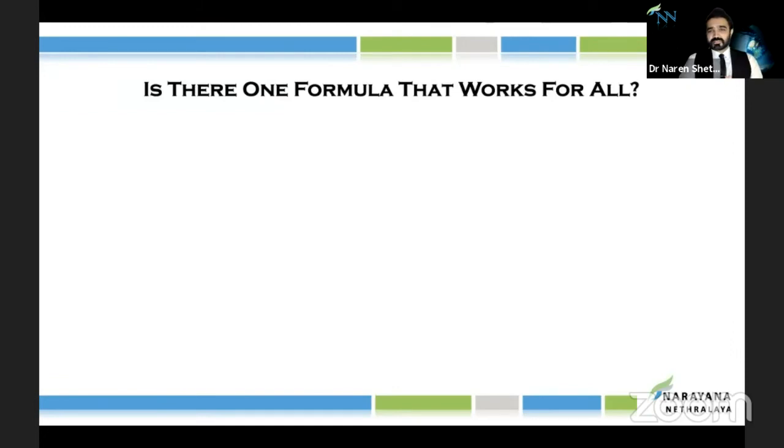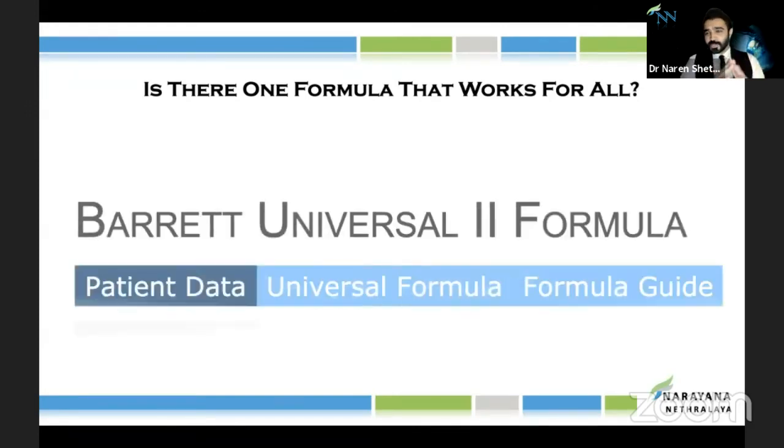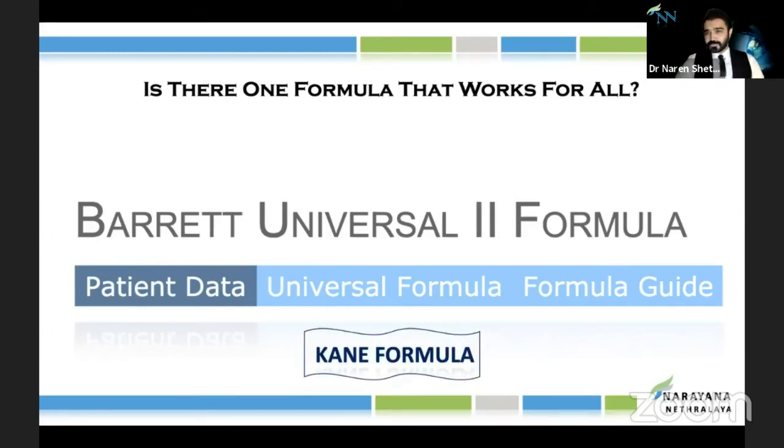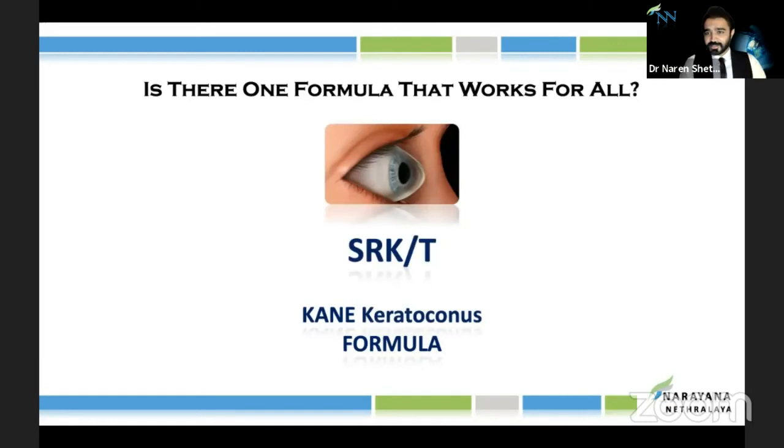Now, the question is, enough of all these formulas. Can you just tell me one formula which works for all? I think we can just simply go ahead right now with the Barrett Universal 2 formula. No matter what the eye, just simply go ahead with it. Maybe in just a few cases where you have irregular corneas or keratoconic eyes, you can also look at the Kane formula and compare the two, and then you can select the IOL for that particular patient.